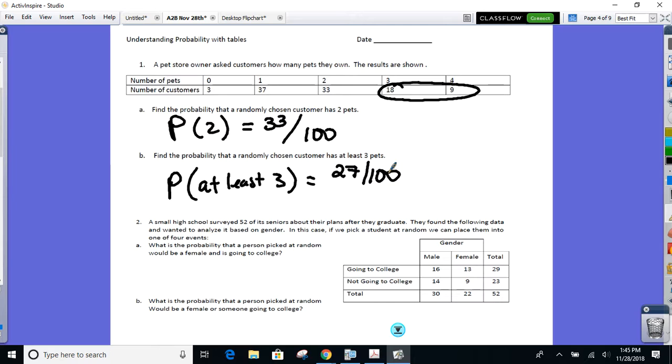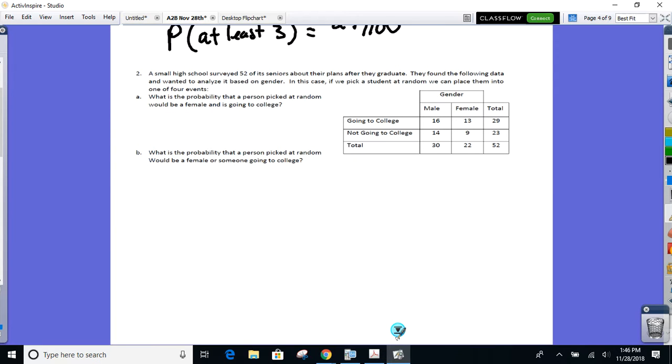Ask away, because now the tables are going to look a little bit more complex. Now we're going to deal with what we call a two-way table. Info on the left, info on the top. Here we go. 52 seniors. Here's what they're doing after they graduate. Some are going to college, some are not. Male, female, we got it.